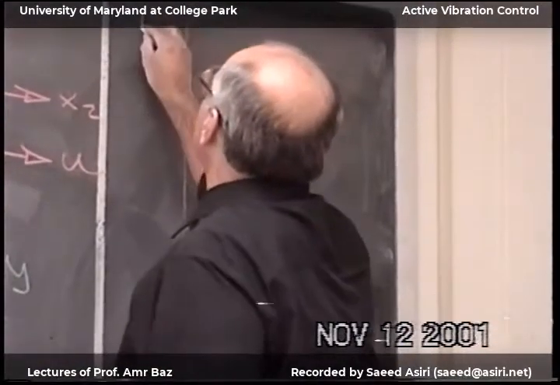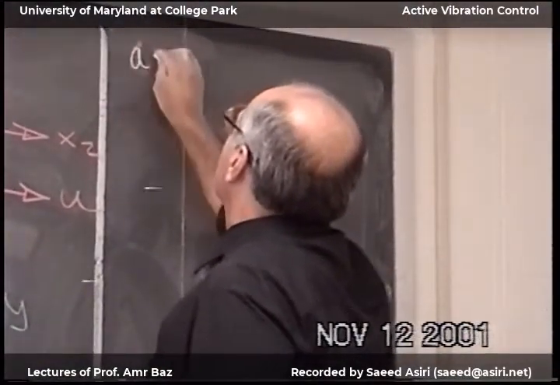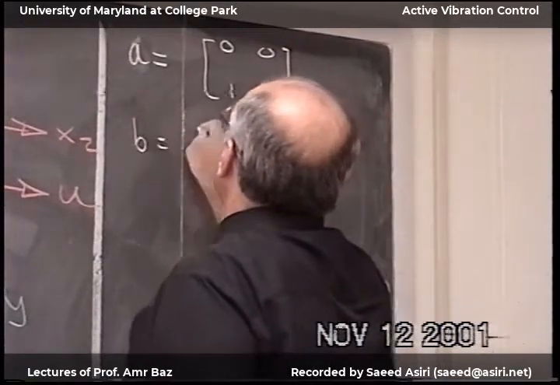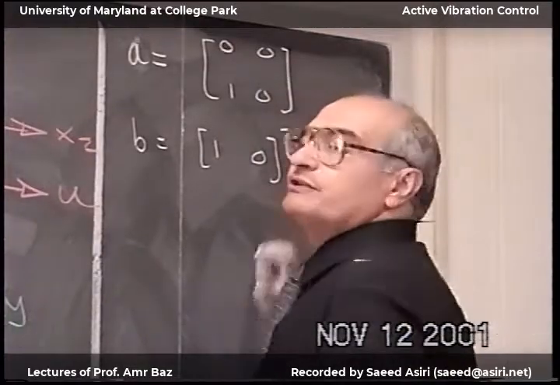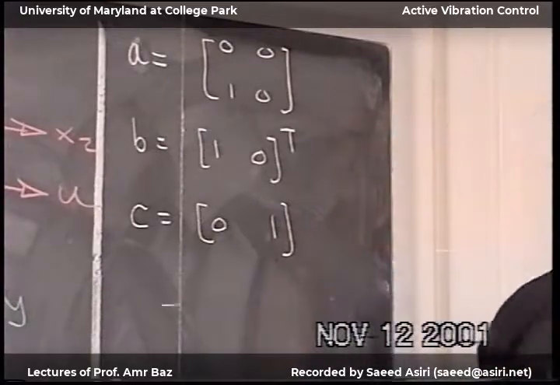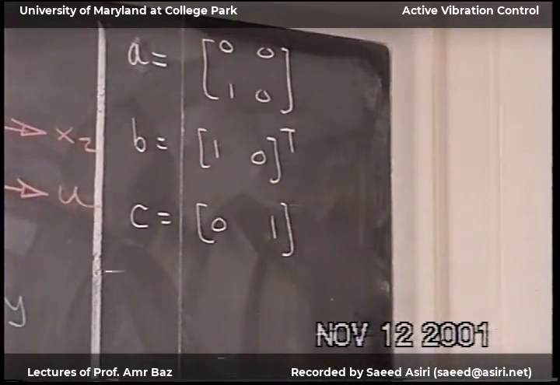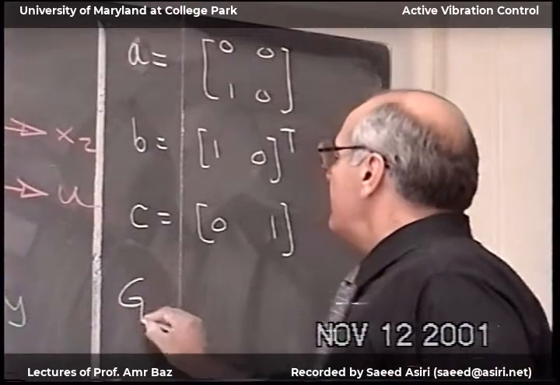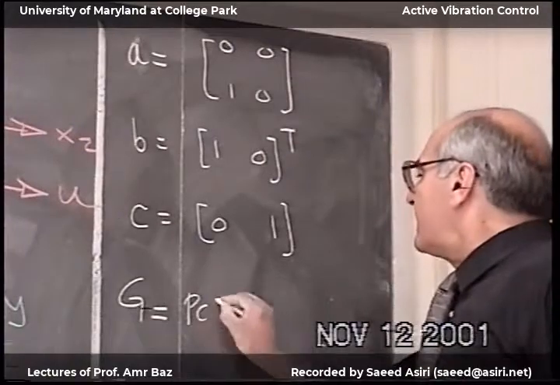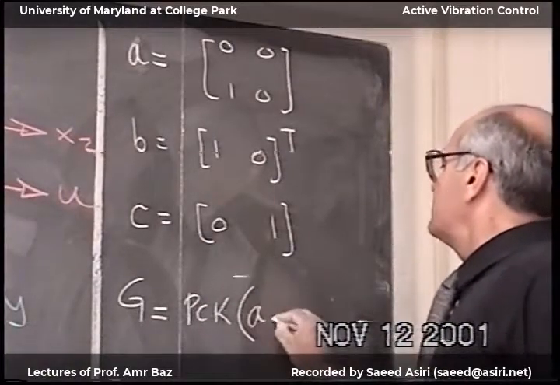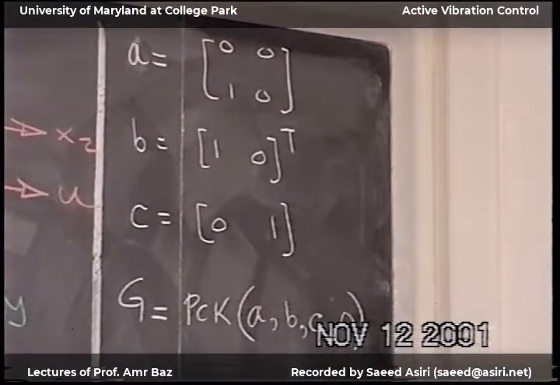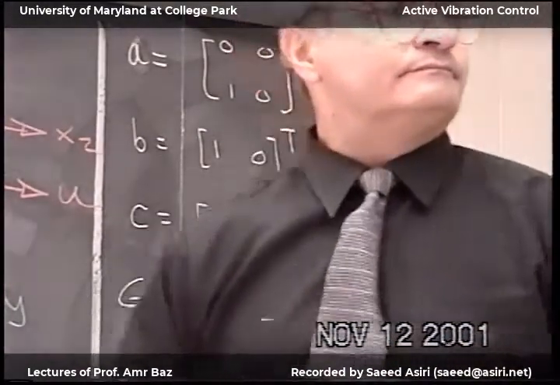I have the A matrix. I call it like this: A, 0, 0, 1, 0. The B matrix is 1, 0, transpose. The C matrix is 0, 1. And then the D is 0. There is no D. Now I can get the transfer function of the system. The transfer function of the system will be the pack of A, B, C, and 0. So G is 3 by 3.